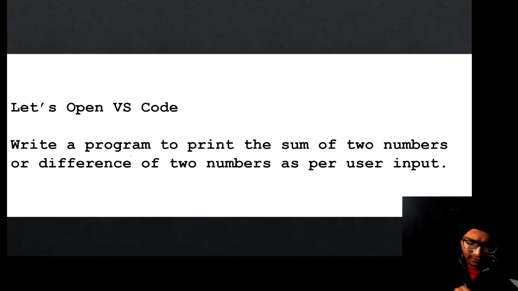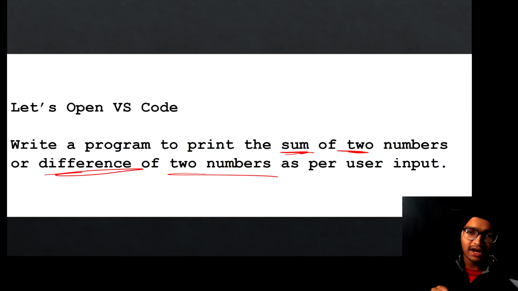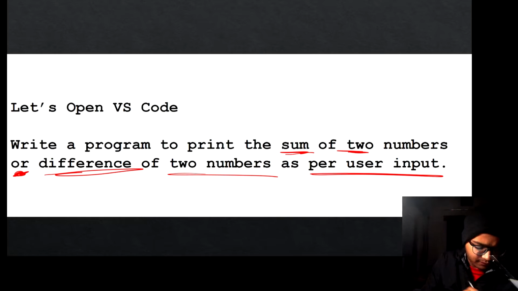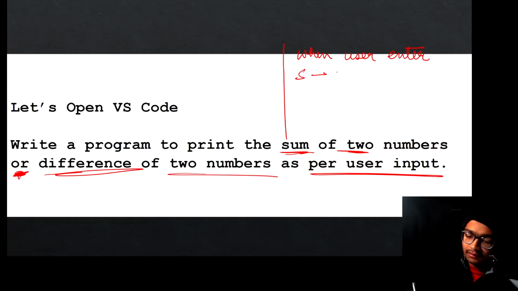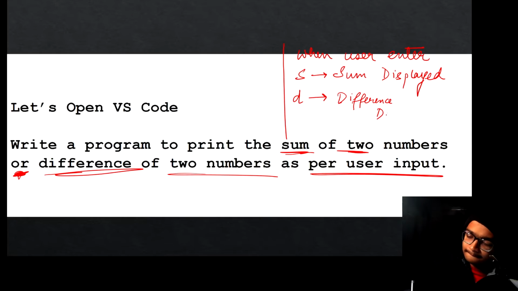So what is the program to see? Write a program to print sum of two numbers or difference of two numbers, depending on the user input. See here the term "or" is used. That means we have to print any one. Which one we print will depend upon the user's input. So suppose we assume that when the user enters s, the sum is displayed. When the user enters d, at that time the difference is displayed.